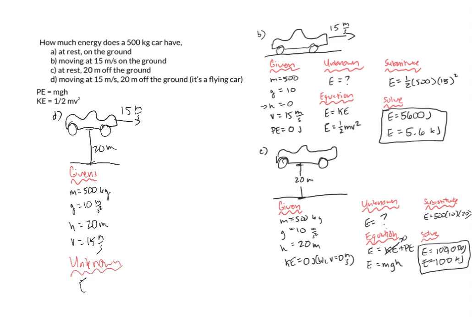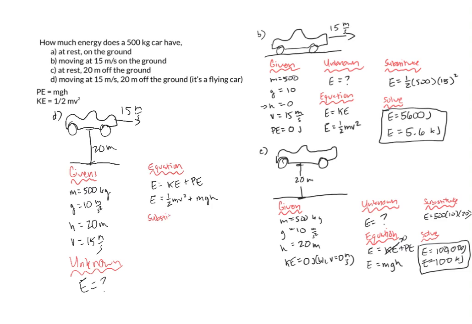And in this situation, again, my unknown is my total energy. But my equation is going to look a little bit different because, again, I have both kinetic and potential energy. So my equation is E equals kinetic energy plus potential energy. And instead of getting to cross off one of these, I have to keep them both. So my kinetic energy is 1/2 mv squared, and my potential energy is mgh. Now I have my equation written, and I have isolated my unknown. So I'm ready to substitute and solve.